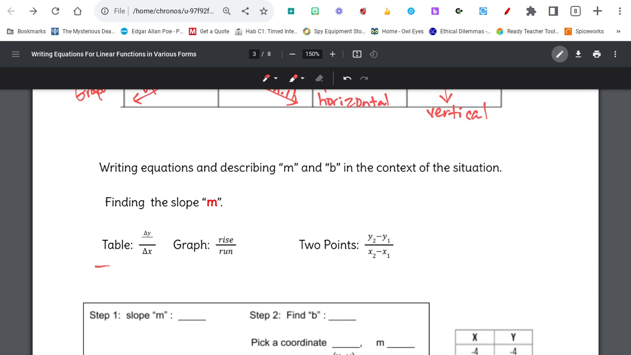So just to reiterate again, for a table of values, you will have to use the change in y over the change in x to find slope or M. For a graph, you're going to use rise over run. You can rise up or you can rise down. If you rise up, it's positive. If you rise down, it's negative. And your run, if you run to the right, it's positive. If you run to the left, it's negative. But again, I'll talk more about that when we get to the graphs. And then, of course, the 2 points, that gives you M. This is, again, called the slope formula.